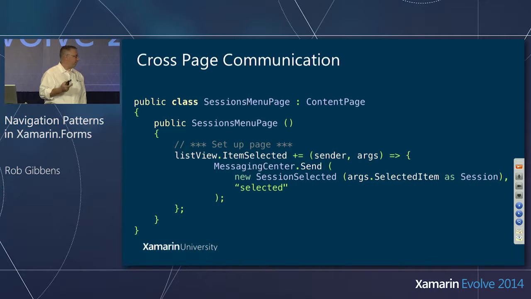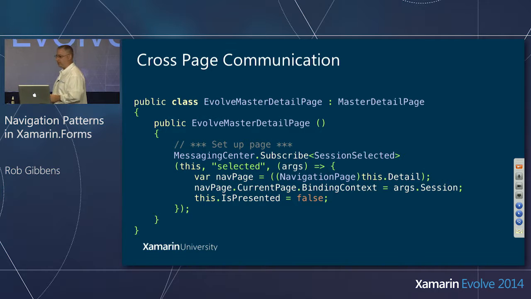Well, we have two choices. So you can see here we're down in the menu page. This is just a content page. We could either just add a regular C# event, and we could raise that event, and the master detail page itself would listen for that event on the sessions page. Or we can use Xamarin Forms' built-in messaging center to publish a message which the master detail page will listen for. And that's what I chose here. Either one is fine. But either way, the orchestrating master detail page is going to listen for this event.